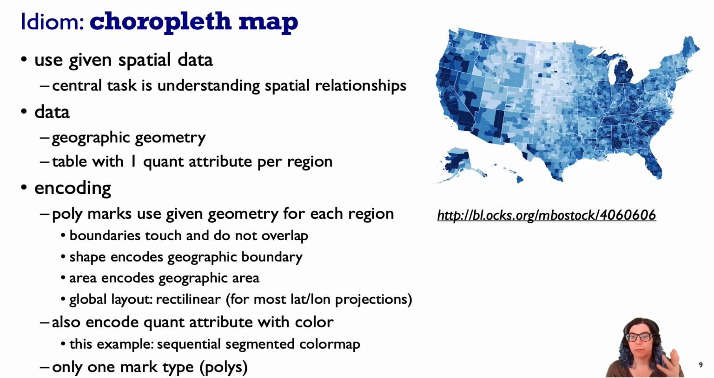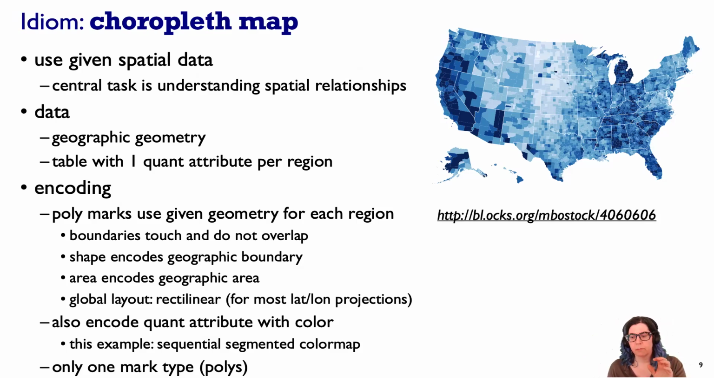And in this case, and in many other cases, particularly when you're looking at a smaller region than the entire world, we treat the global layout as rectilinear because we just think of latitudes and longitudes as x and y positions on a rectilinear plane. And then the key thing is we are encoding the quantitative attribute with color, right? In this particular example, our color map is sequential. We're showing things from small to large. It's segmented where we see discrete different regions in the color map. But you could also have choropleths where you have a continuous color map. That's completely legitimate as well.